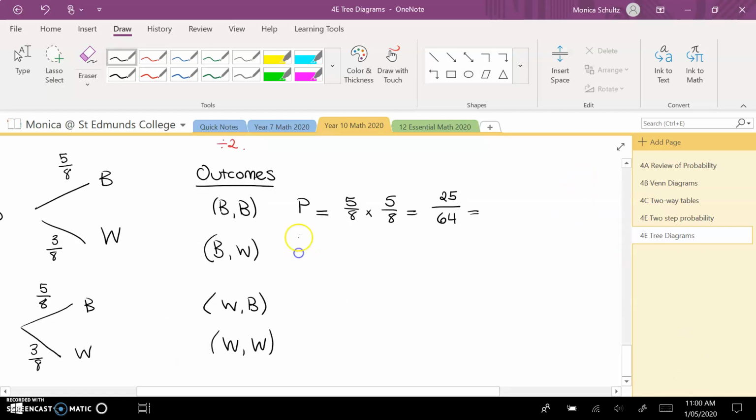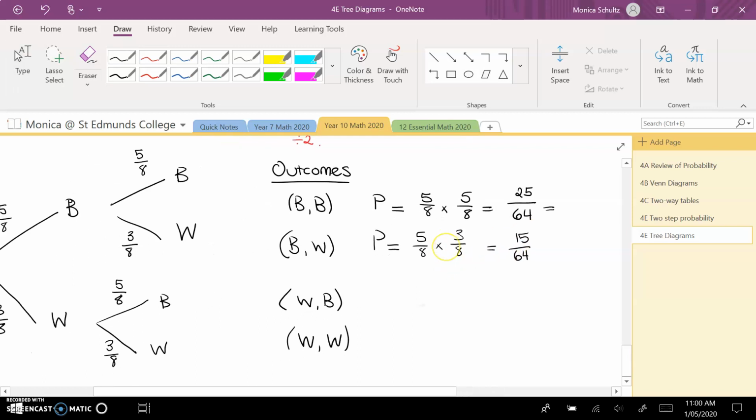Okay, so my next probability, I have a blue, so a 5 on 8 chance, and then a white, so a 3 on 8 chance. And then I have 5 times 3, which is 15, times 8 times 8 is 64. 15 on 64. I can't make any smaller, so I'm going to leave it as is. So the probability of getting a white then a blue is going to be exactly the same because we're just multiplying the same fractions in a different order this time. So it's still going to be 15 on 64.